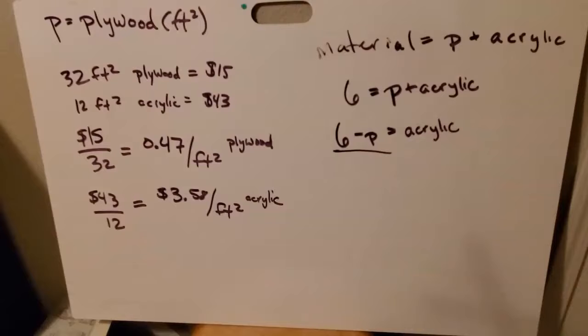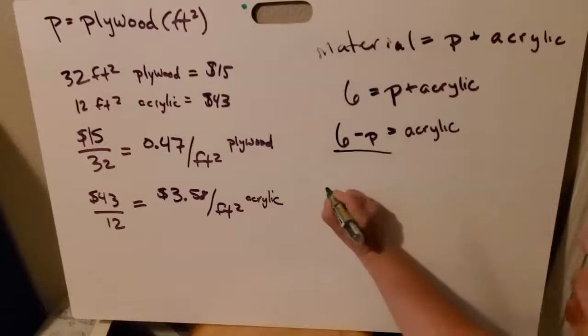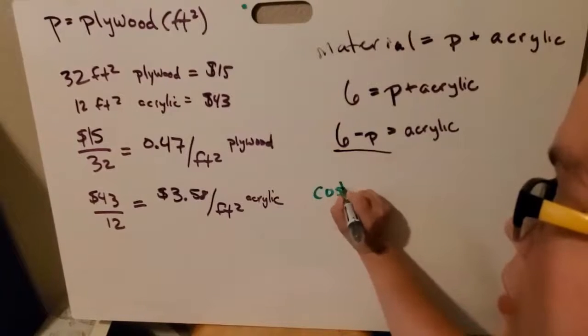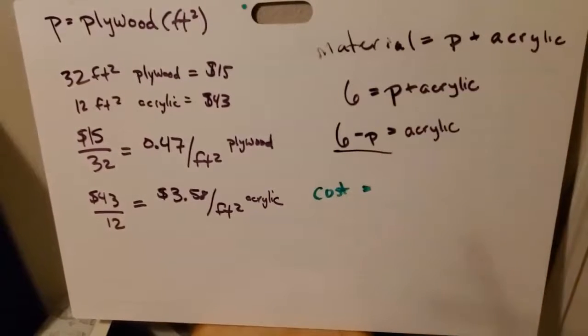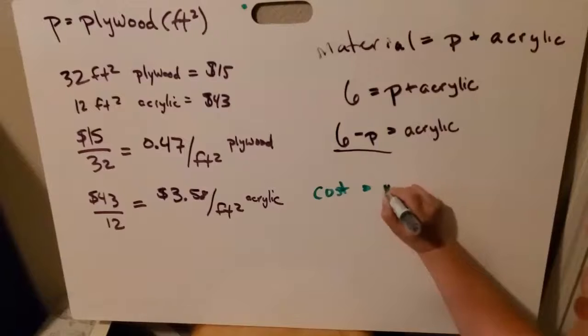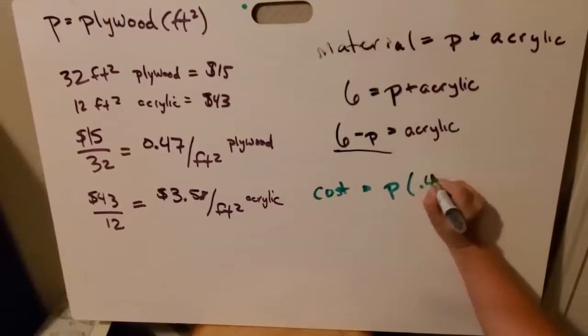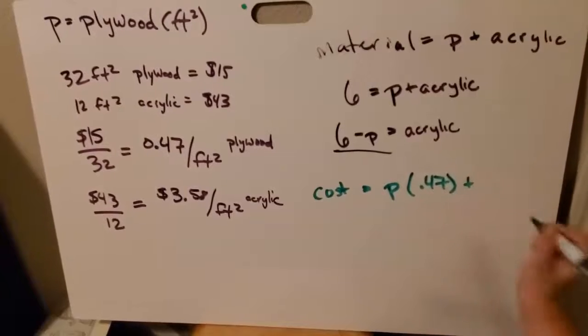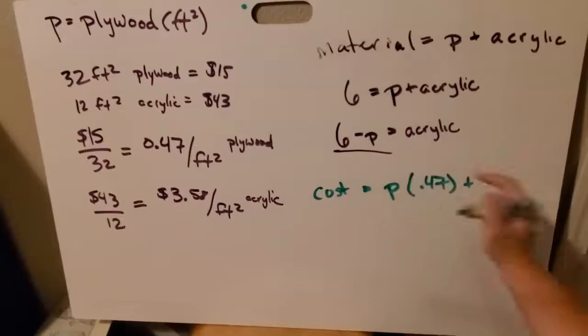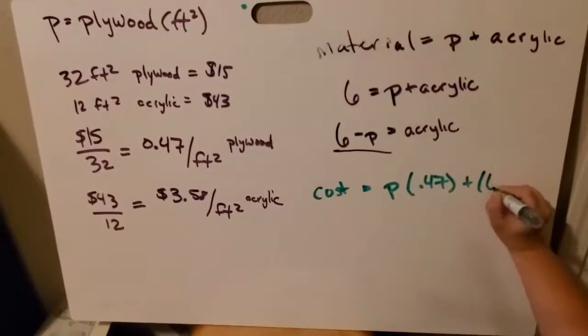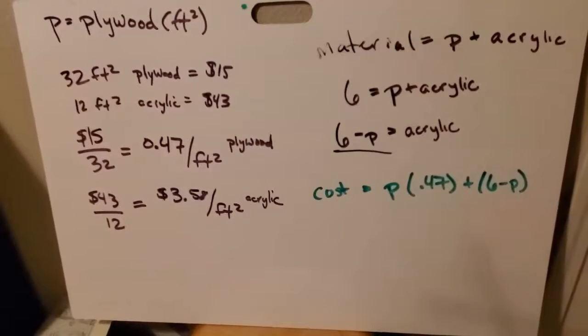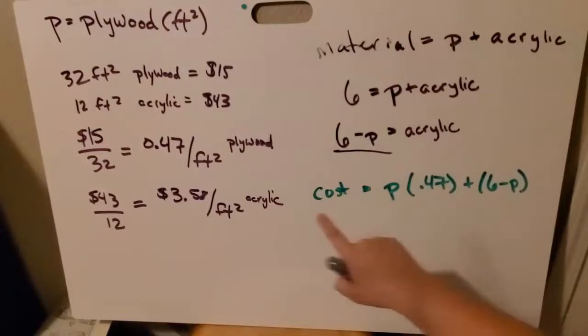Let's figure out how to write the cost of each material into this equation. We know our overall cost is going to equal the amount of plywood we use times how much plywood costs, which is 0.47, plus the amount of acrylic we use. Remember, we can use this value for acrylic. So (6 minus p) times the cost of each square foot of acrylic, which is 3.58.